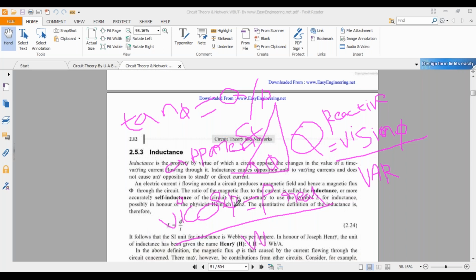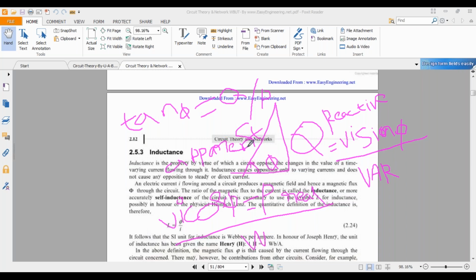Its equation is VI cos phi, indicated with a capital letter P. An active power, a real power, or true power. Reactive power can be indicated with VI sin phi. Its unit is VAR, which stands for volt ampere reactive.